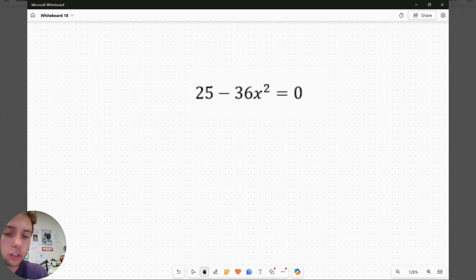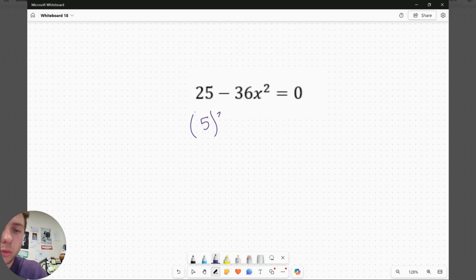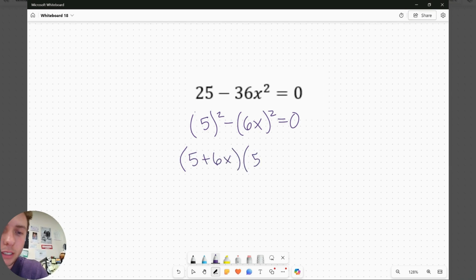But we don't normally just factor. We normally do more than that. We usually figure out what the actual solutions are. We actually solve these problems. So we find our difference of squares. We find what the factored form should look like: 5 plus 6x, 5 minus 6x. That whole thing is equal to 0.